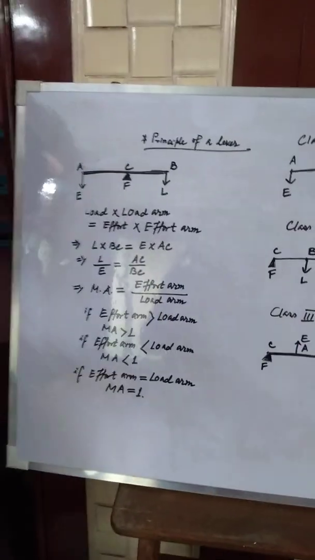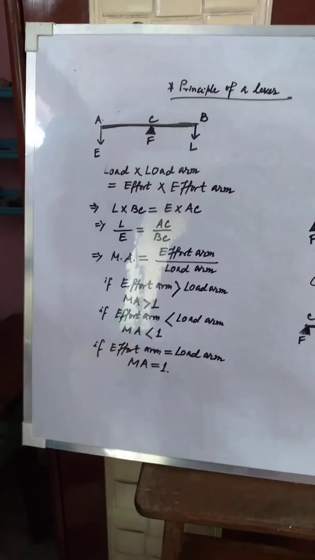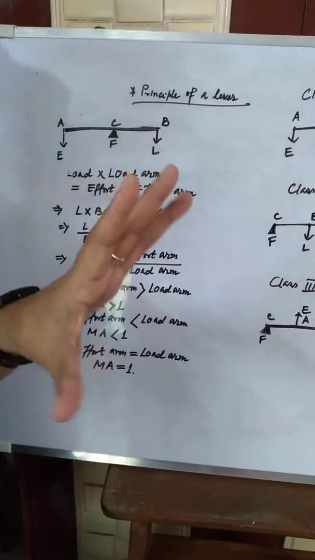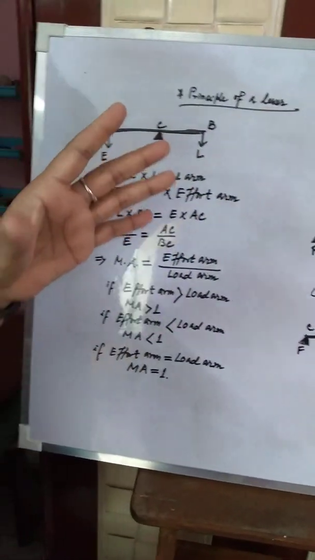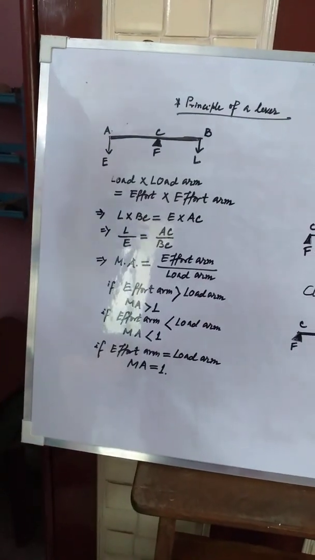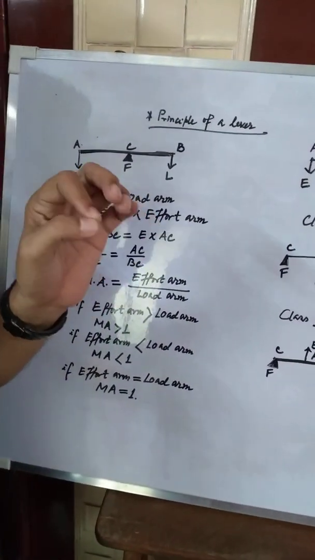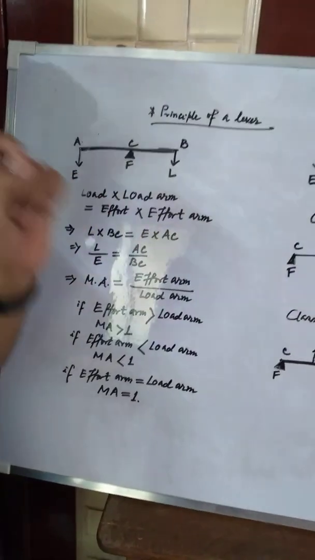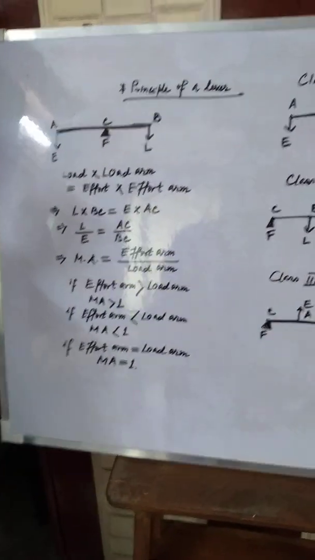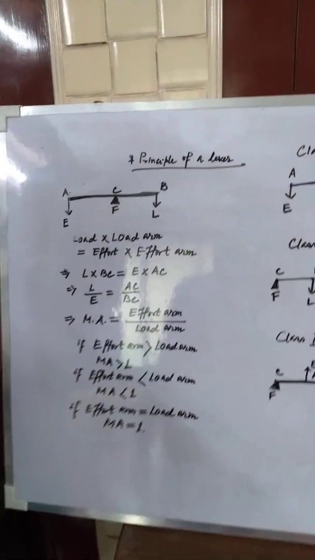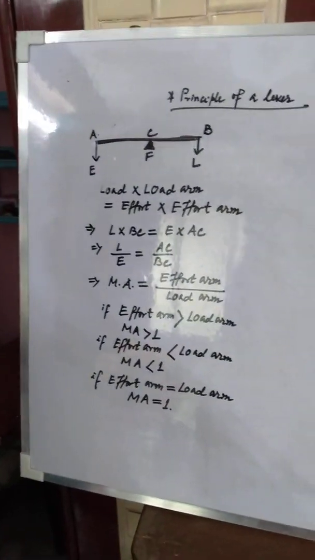So lever is a kind of machine. It is actually a rod. It may be a straight rod or it may be a bent rod, and it has a particular point on whose position that particular lever actually works. That particular fixed point of the lever is termed as the fulcrum.